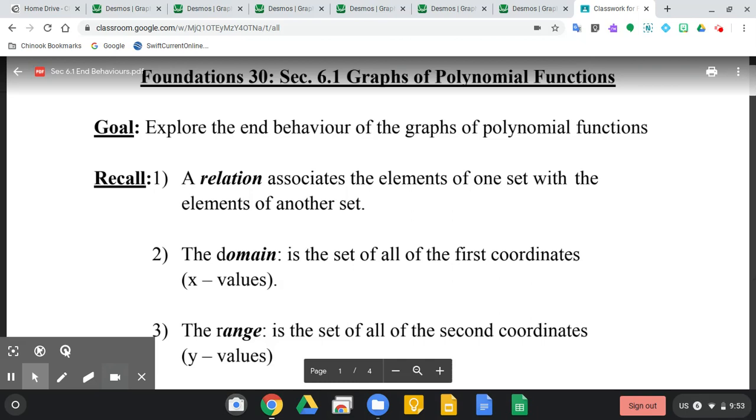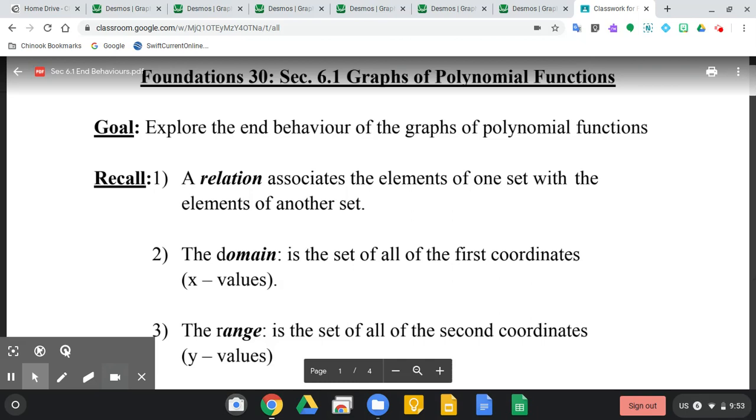And let's work through our notes for section 6.1, polynomial functions. So our goal for this next half hour or so is to explore something called the end behaviors for the graphs of polynomial functions. In order to get to this point, we have to recall some definitions that we learned back in Foundations 10.